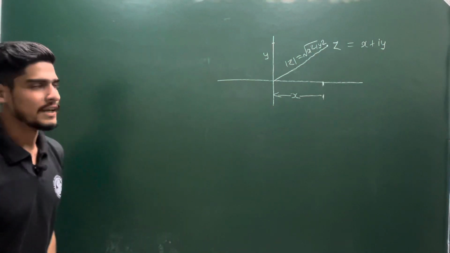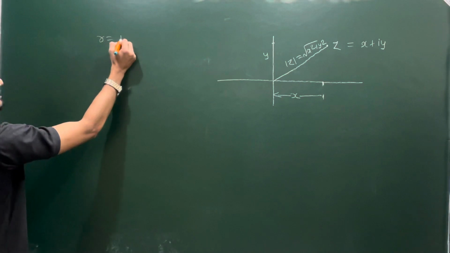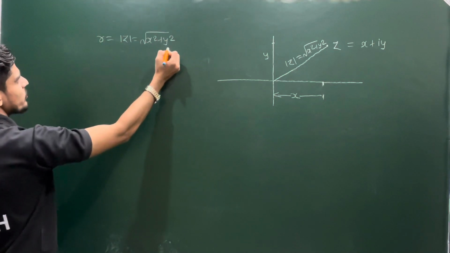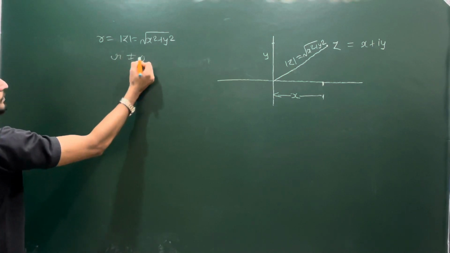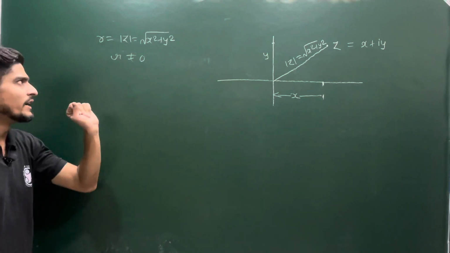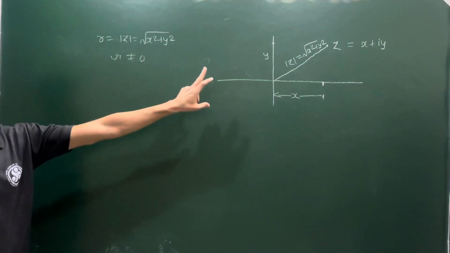Now let me give it another name. Set r equal to mod z, which is the square root of x square plus y square, and I am assuming my r is non-zero, because if r is 0, I will give you a hint why you cannot define the trigonometric representation.